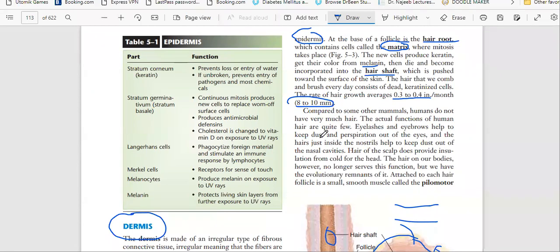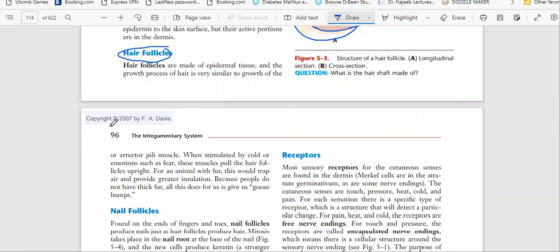Eyelashes and eyebrows help to keep dust and perspiration out of the eyes, and the hair just inside the nostrils helps to keep dust out of the nasal cavity. Hair of the scalp does provide insulation from cold for the head. The hair on our bodies, however, no longer serves this function, but we have the voluntary remains of it.